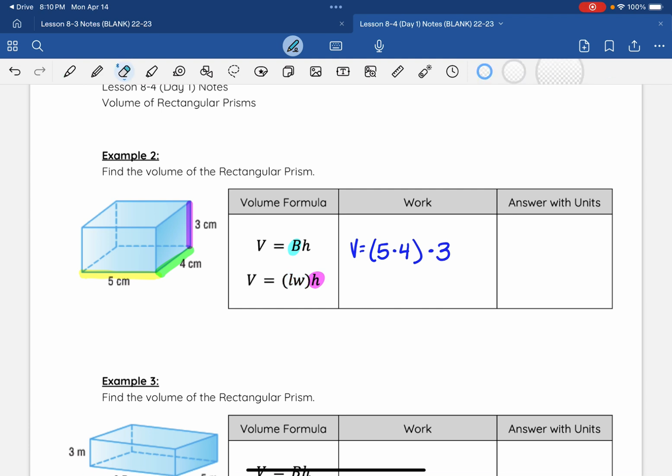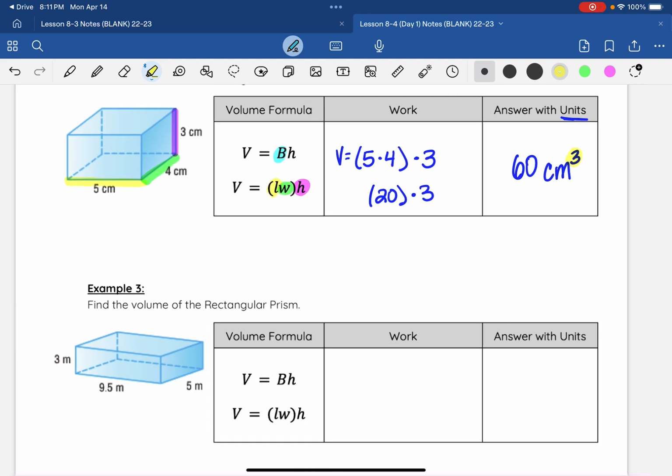Actually, let me highlight these ones for you. So our width was in green and our length was in yellow. Then when I go ahead and multiply, I'm going to multiply what's inside my parentheses first. So 5 times 4 is 20. Then I'm going to multiply that by 3. So 20 times 3 is 20, 40, 60. So we're going to have 60 centimeters. And it does say with units. The one thing we need to remember about volume is it's always cubed. So we would have centimeters cubed with a little 3.